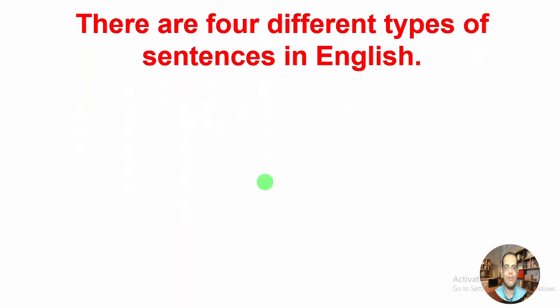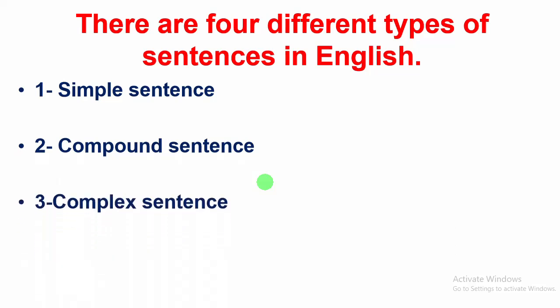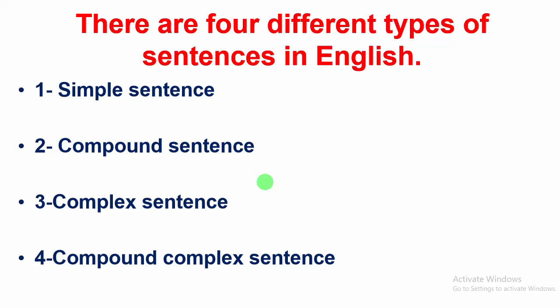There are four different types of sentences in English. The first is a simple sentence. The second is a compound sentence. The third is a complex sentence. And the fourth is a compound complex sentence.